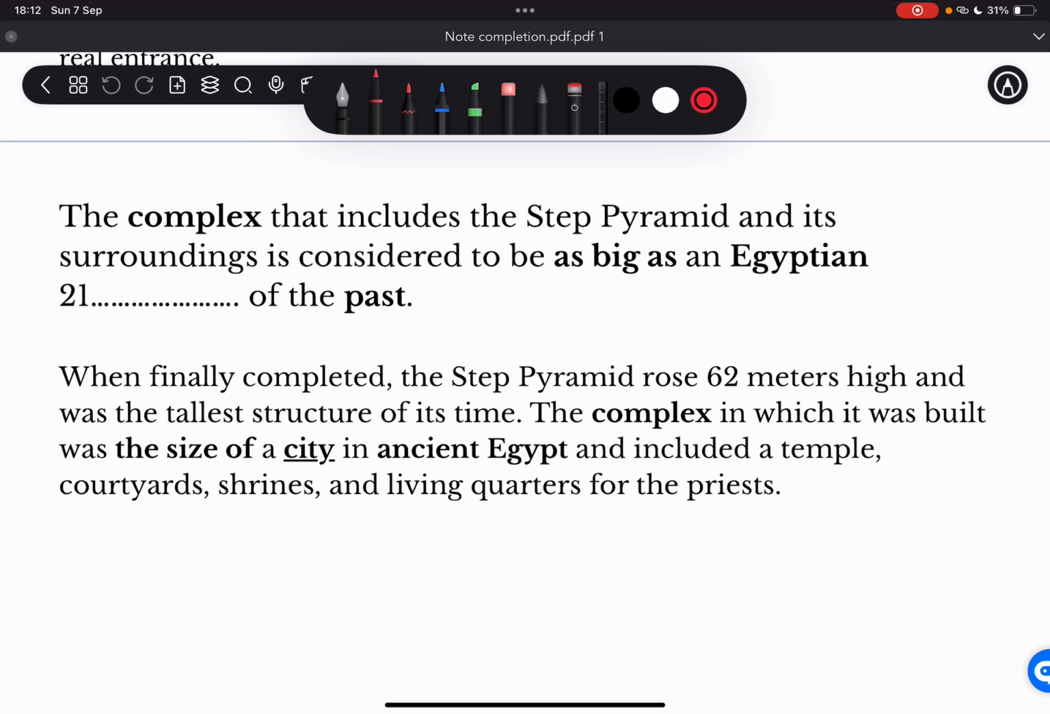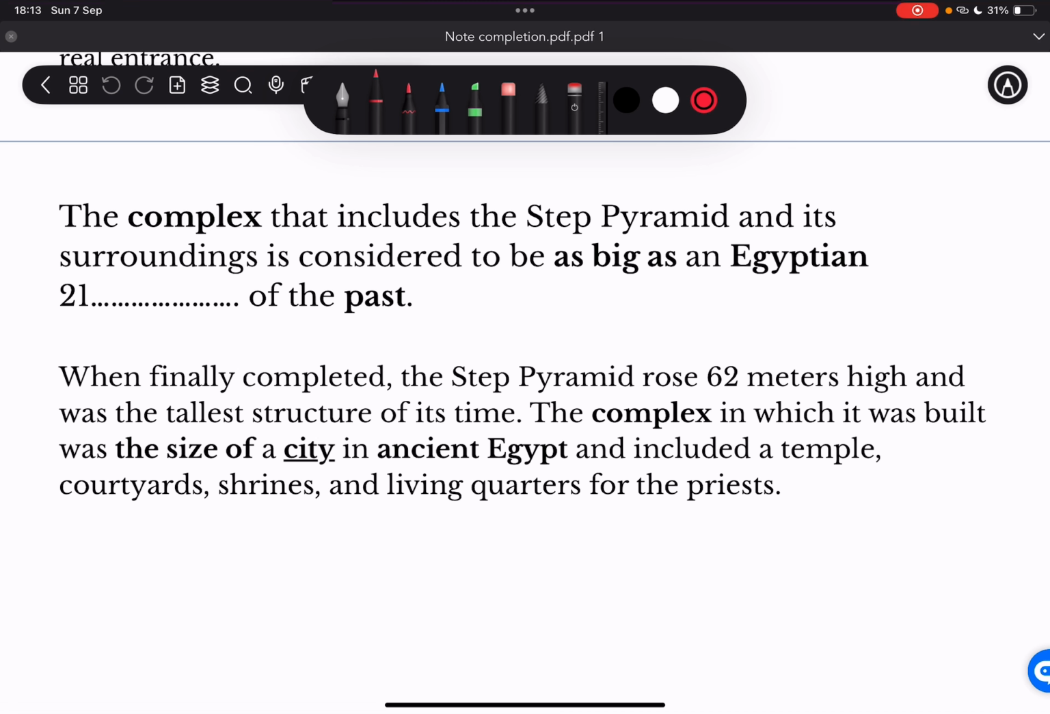As the complex in which it was built was the size of a city in ancient Egypt and included a temple, courtyard, shrines, and living quarters for the priests. And in our question, the complex that includes the step pyramid and its surroundings is considered to be as big as an Egyptian of the past.